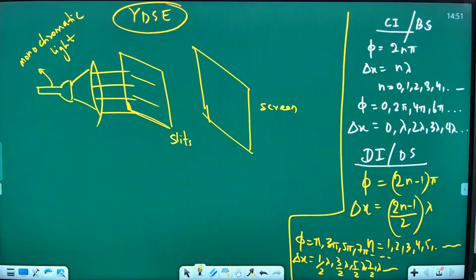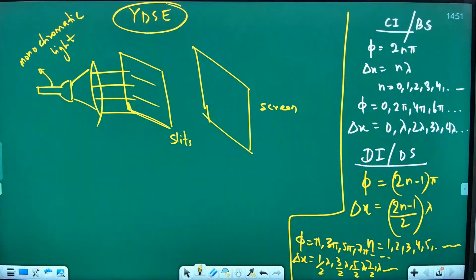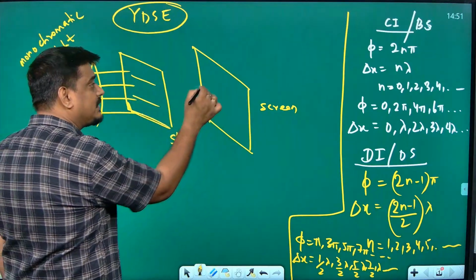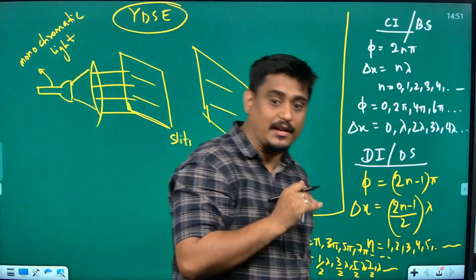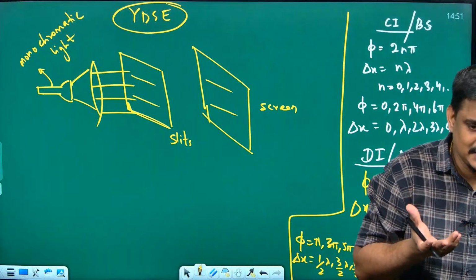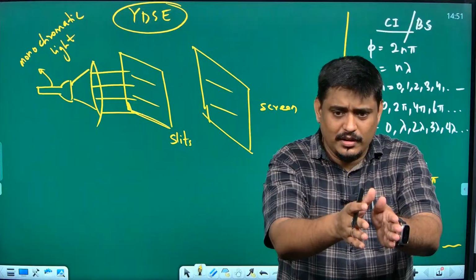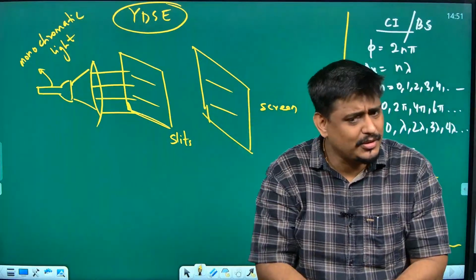I think I told this in yesterday's class also, that when you have this kind of setup, the expectation is that on my screen where I have a slit, I should have brightness, and everywhere else I should have darkness. This is the general expectation. Light will pass through the hole, and behind the hole I should get a bright spot, rest everywhere I should have a dark spot.